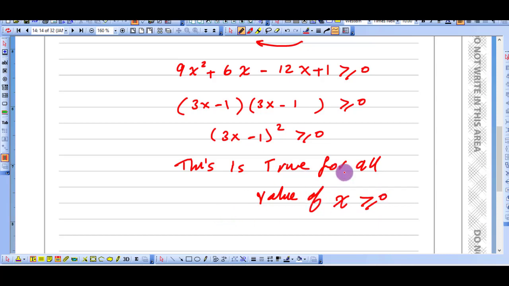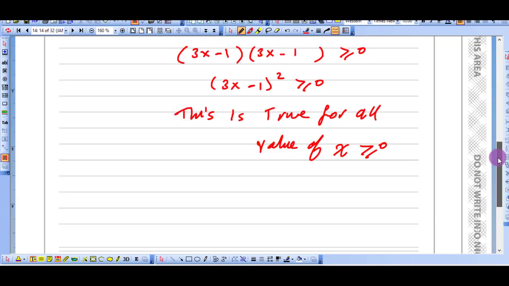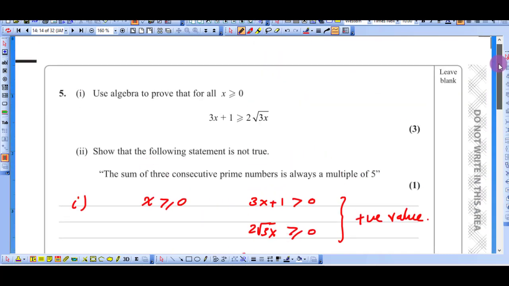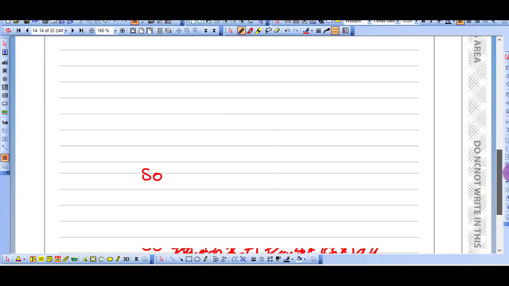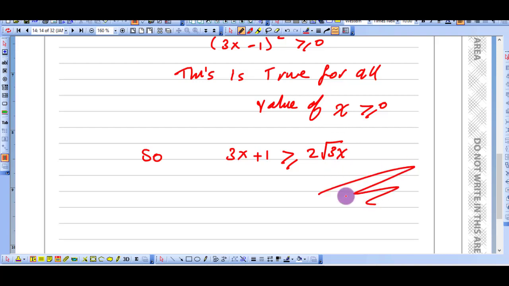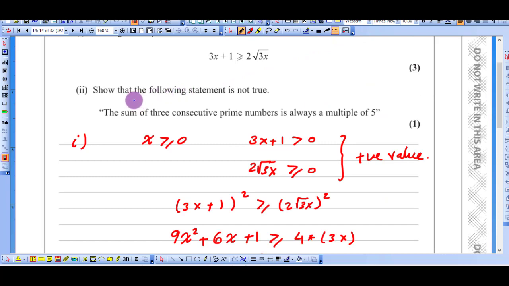So our statement, 3x plus 1 bigger than or equal to 2 square root of 3x, is proven. And this is the answer of the question. Let us go ahead. Show that the following statement is not true.